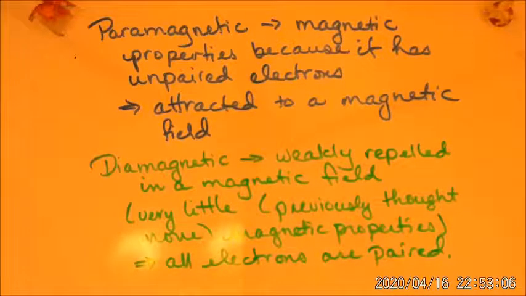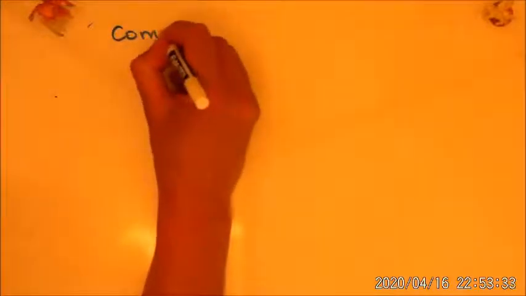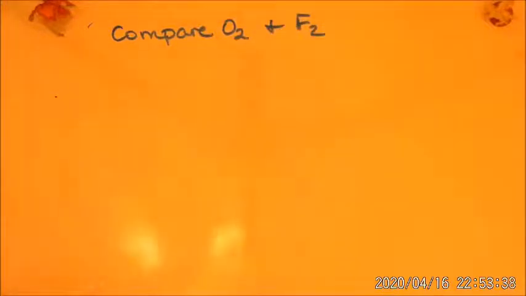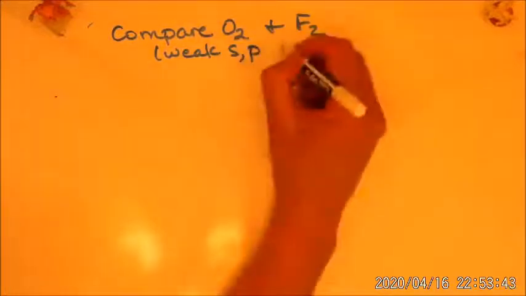And these properties apply not just to the diatomic molecules that we've been exploring, but also to the elements. So let's do a couple examples here. We're going to do the weakly coupled atoms. We're going to compare oxygen and fluorine. These are both weak sp interactions.